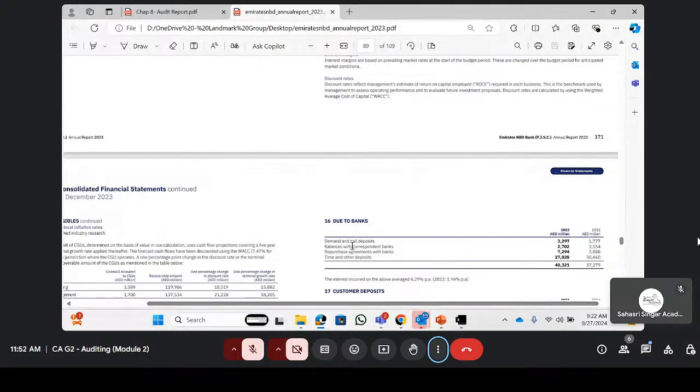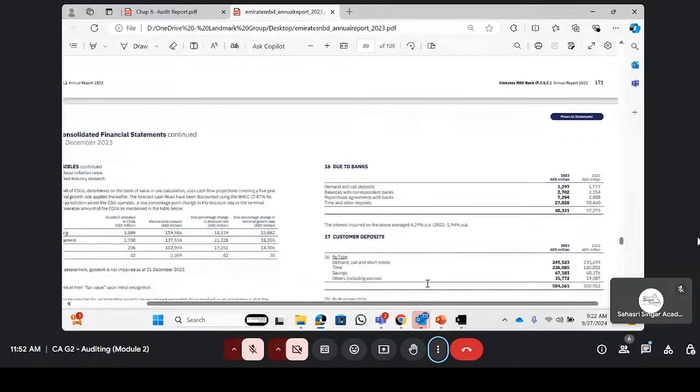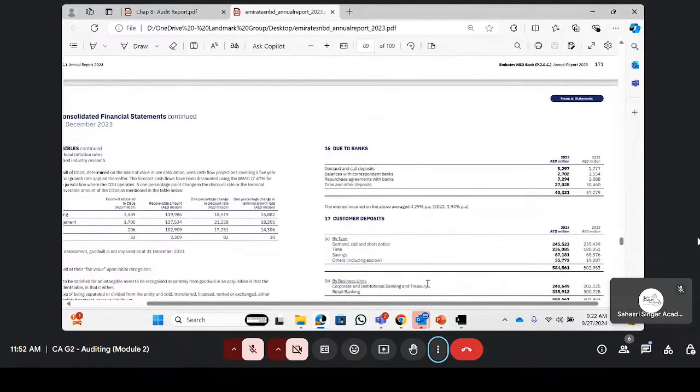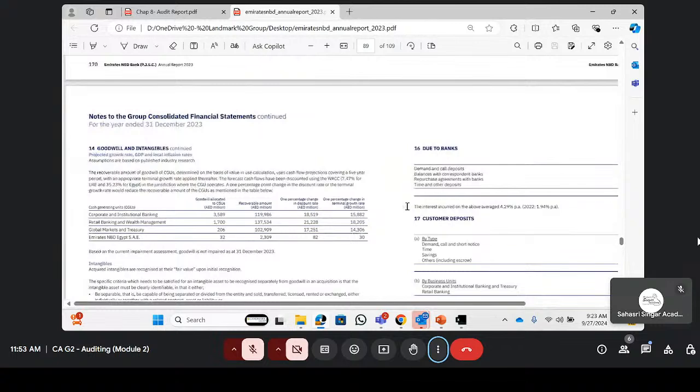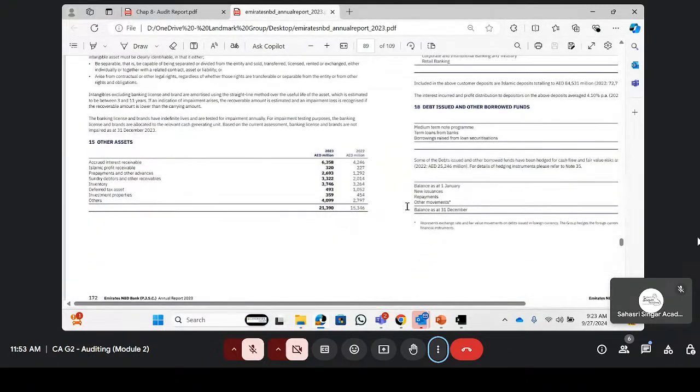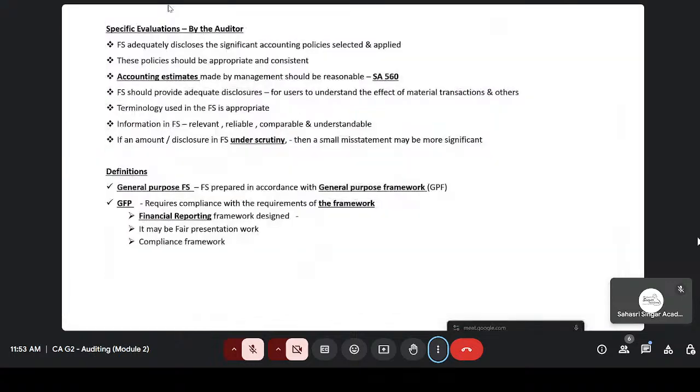See, demand and call deposits, balance with correspondent banks, repurchase agreements with banks, time and other deposits. So interest incurred on average. So they have given it as due to banks. Nothing much explanation given. They have given the interest incurred, which means whatever interest has been happening. So nothing much explanation given, but if you want to go into detail, they will have the information. Now coming back here, this is how the definitions take place. Chances are there that the 2 mark questions they might ask us.